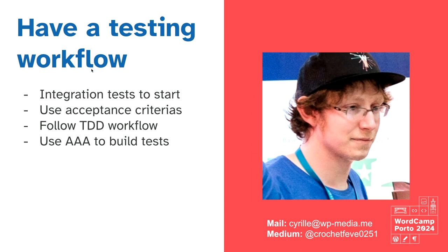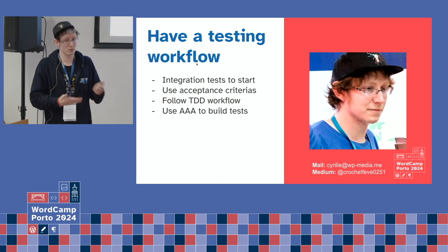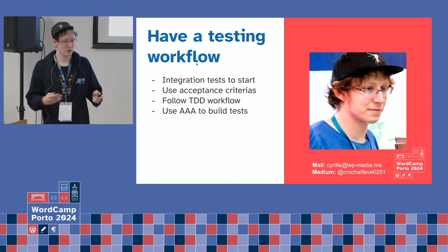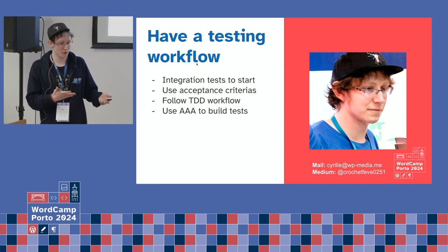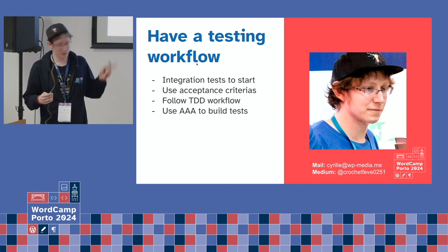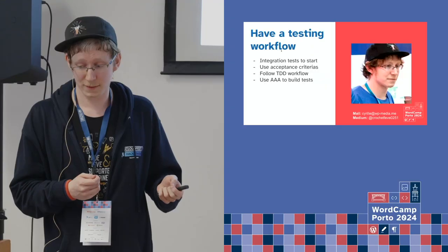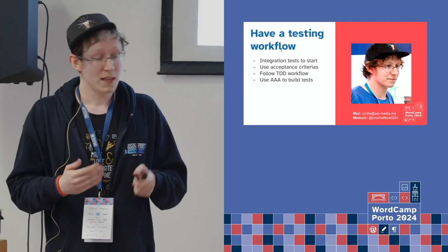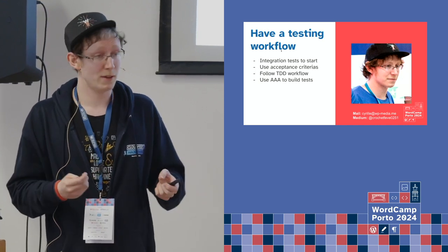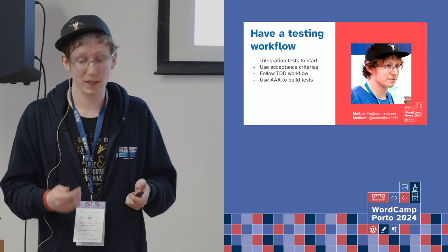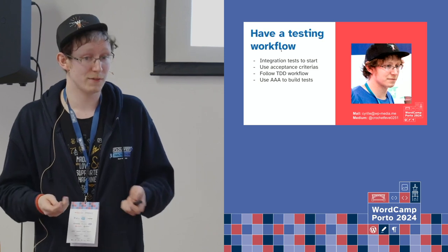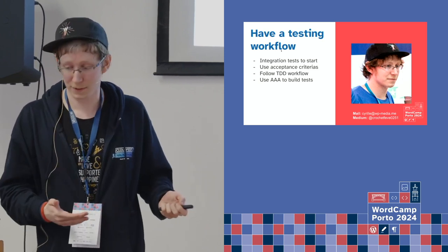So that's it. I hope that talk helped you to have a testing workflow. It answers the questions that you're going to ask yourself when you build a real life testing workflow. And remember, always start with integration tests. Use acceptance criteria to not test your code, but test your expectation. If you need a workflow to implement your acceptance criteria, use TDD, but keep it simple and use AAA to build your test. And that way you're going to be sure that your test is going to be effective.